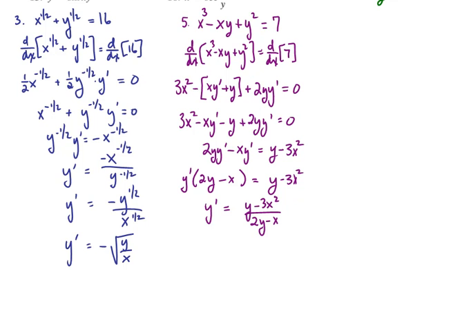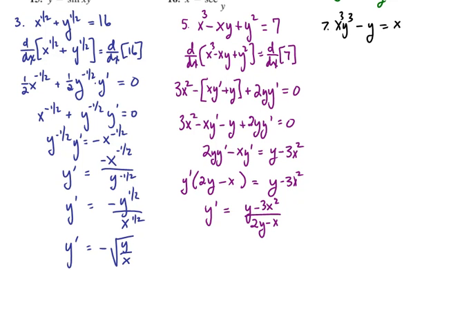We'll go on to problem number 7. In problem number 7, we have x cubed y cubed minus y is equal to x. So once again, the first thing that we do is take the derivative with respect to x on both sides. Now when we go about taking the derivative on the left side, we see that we have a product rule there. So it'll be the first times the derivative of the second, or x cubed times 3y squared y prime. Whenever we take the derivative of something with a y in it, when we're taking that with respect to x, then we always have to multiply by the y prime.